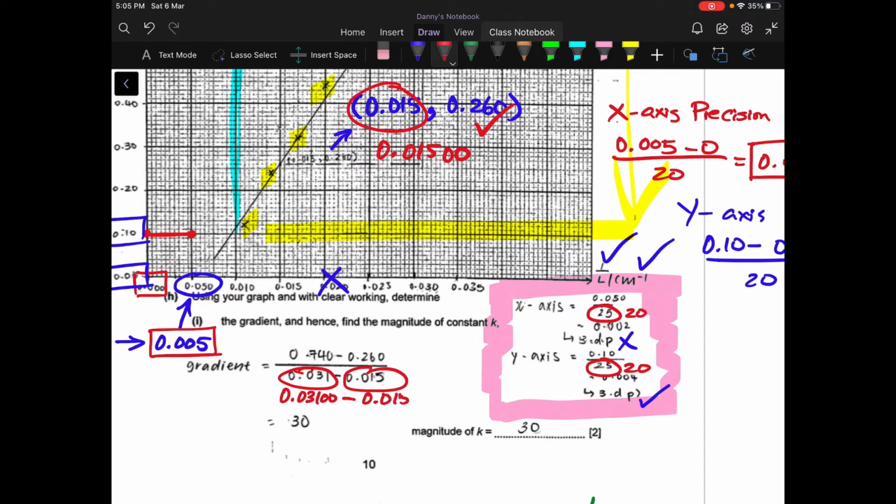0.03100 minus 0.01500. So if you look at all these numbers, you will see that your gradient should have a least SF of 3SF. So as a result, this is wrong.